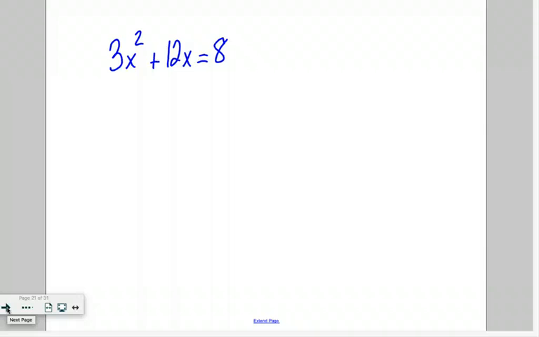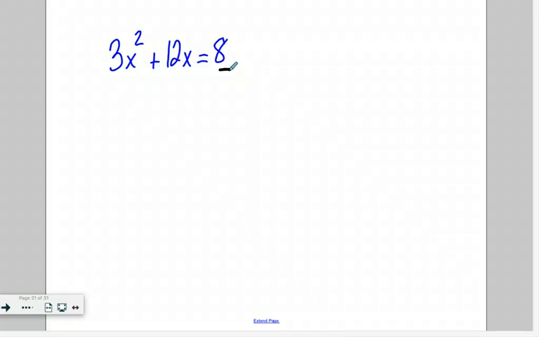So again, this is one where you do have a coefficient in front of your x squared term. So once again, you can just factor out that 3. We're actually going to leave the 8 over here on this side for right now, just to show you that it works in this way as well. You don't have to have that 8 over there and set equal to 0.